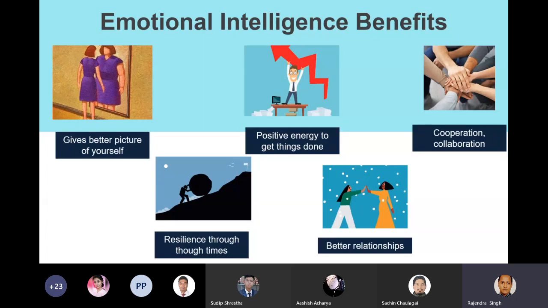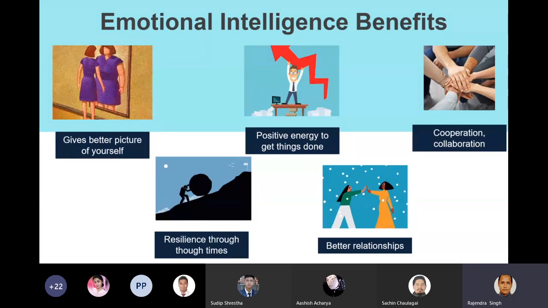Another is cooperation or collaboration. If you have high emotional intelligence, then you're good with other people. There are people who get along very easily, even with people they have never met. If they meet other people, they can make friends very easily, or build that rapport, that connection, very easily. If you're someone like that, then you can get things done. So that's another benefit of having a higher emotional intelligence.